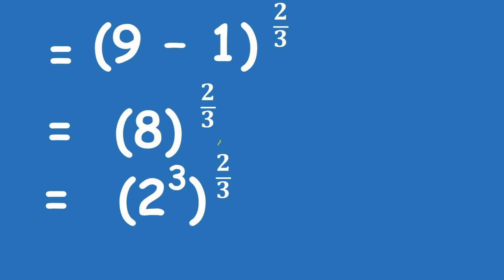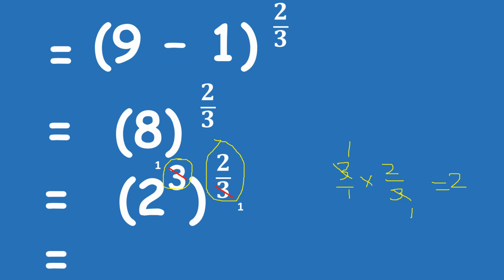Remember, we said that this value is an exponent, this value is an exponent. They can multiply themselves. So what we are saying is 3/1 times 2/3. 3 cancels 3, so we're left with 2 as the exponent. So it will be equal to 2 raised to the power of 2.